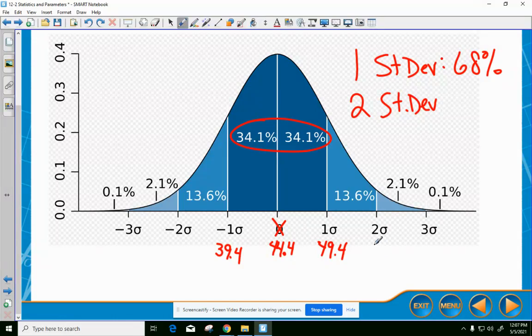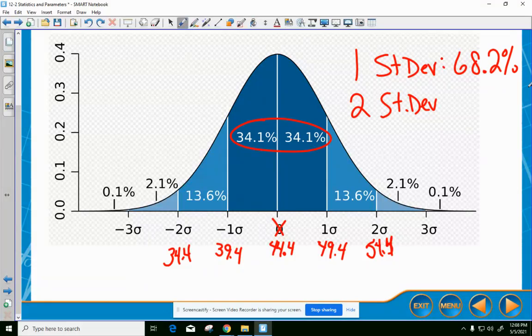Okay. So that would be a 54.4. And over here, it would be a 34.4. That would encompass somebody with a calculator. Add these percentages: 13.6, 34.1, 34.1, and 13.6. And actually, if we're going to be technical, this would be 68.2%.